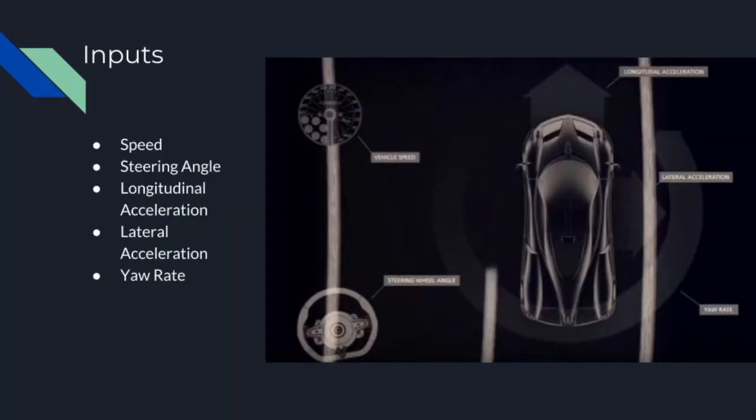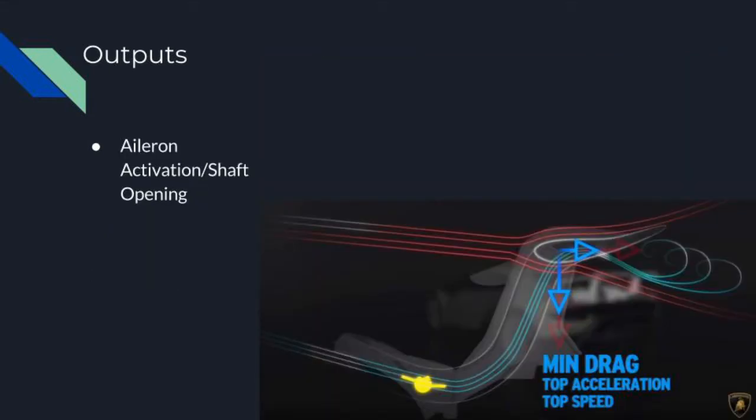The inputs of the system include speed, steering angle, longitudinal acceleration, lateral acceleration, and yaw rate. Using these inputs, the system will determine which aileron to activate and how far, and which shaft to open up. It will do this in order to determine how much downforce to generate or how much drag to minimize.